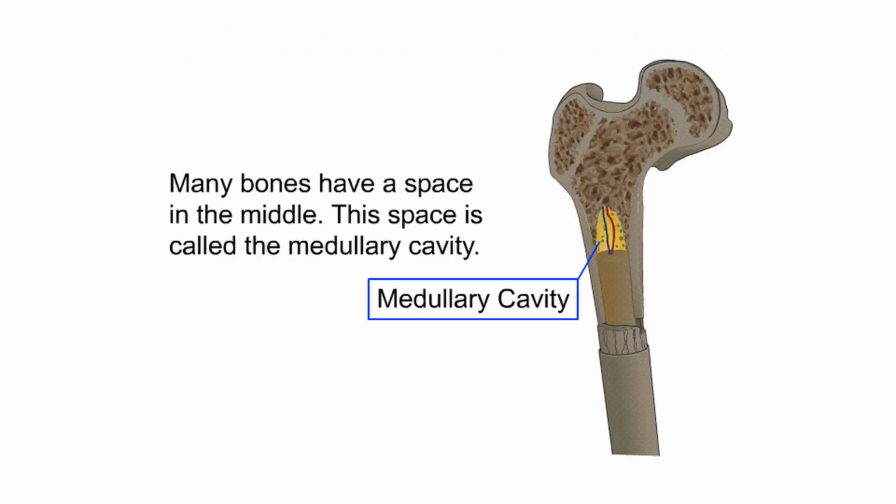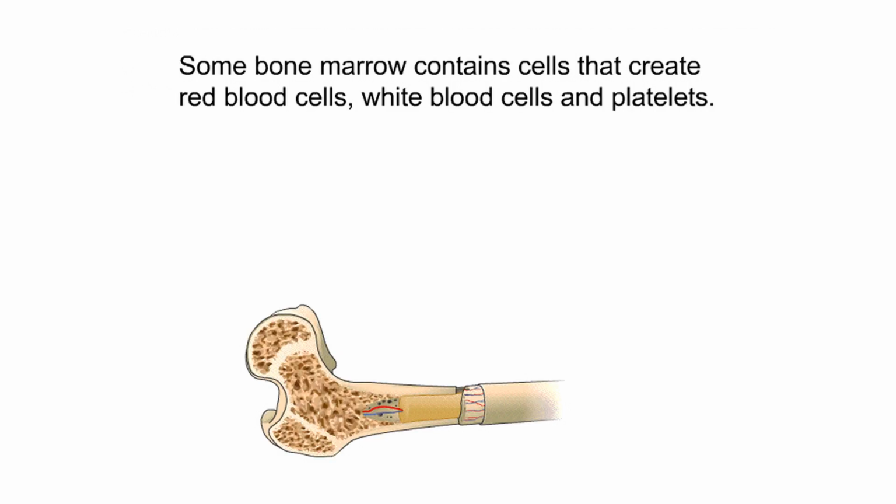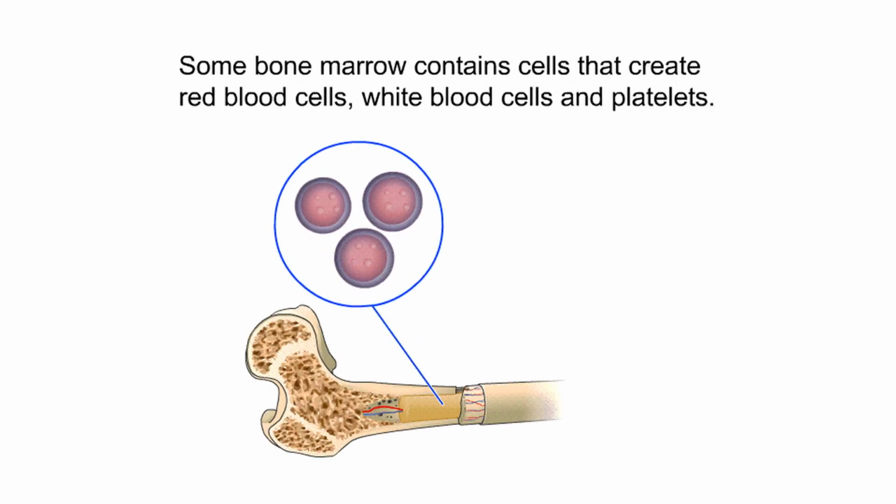Many bones have a space in the middle. This space is called the medullary cavity. Bones are also made up of bone marrow. Bone marrow is a soft and spongy tissue. It is found in the medullary cavity, which is in the center of most bones. Some bone marrow contains cells that create red blood cells, white blood cells, and platelets.